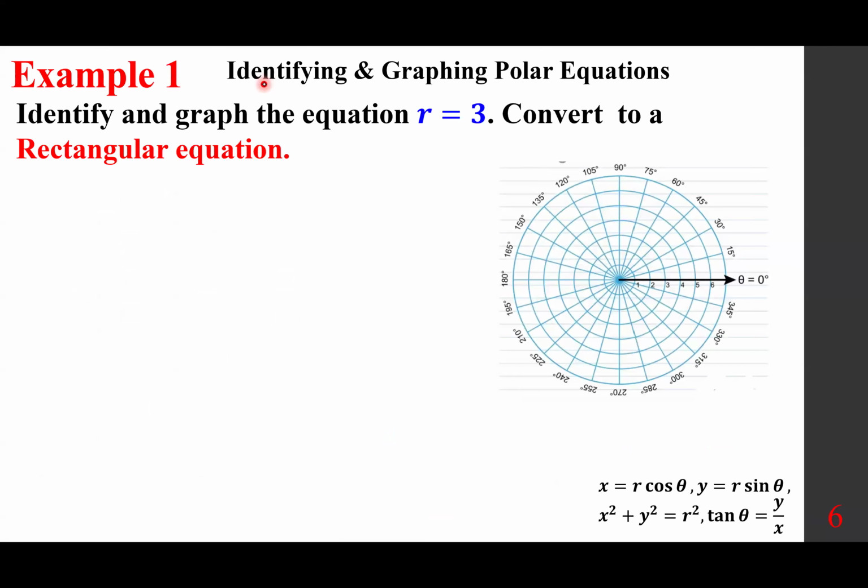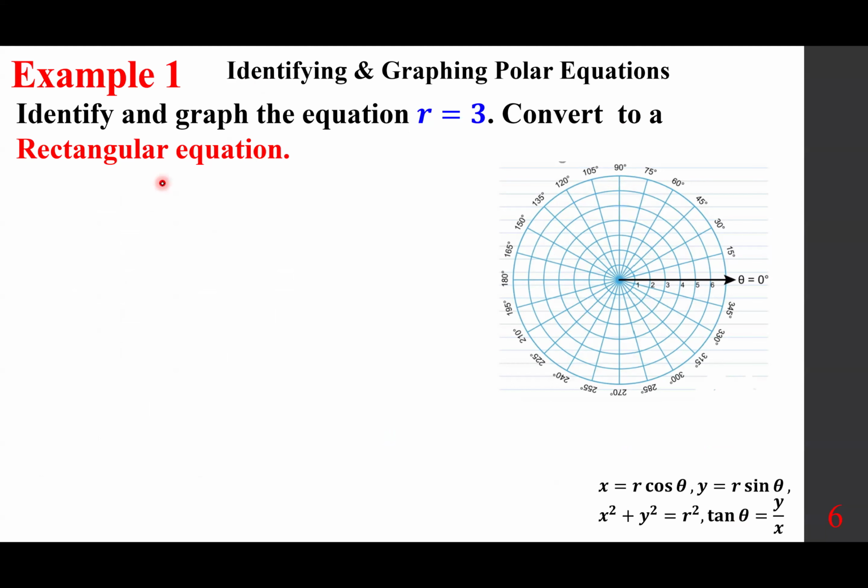Example 1, identifying and graphing polar equations. Reminding everyone, x equals r cosine theta, y equals r sine theta, x squared plus y squared is r squared, tan theta equals y over x. Identify and graph the equation r equals 3, convert to a rectangular equation.